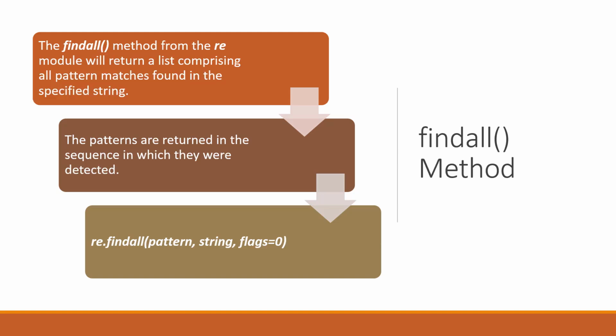And in the last, there is one optional parameter which is flag. Now the default value of this optional parameter is 0. Now this parameter is utilized to modify the regex engine pattern. Now mostly we utilize only these two parameters, pattern and string. Now let us understand its use with the help of an example.